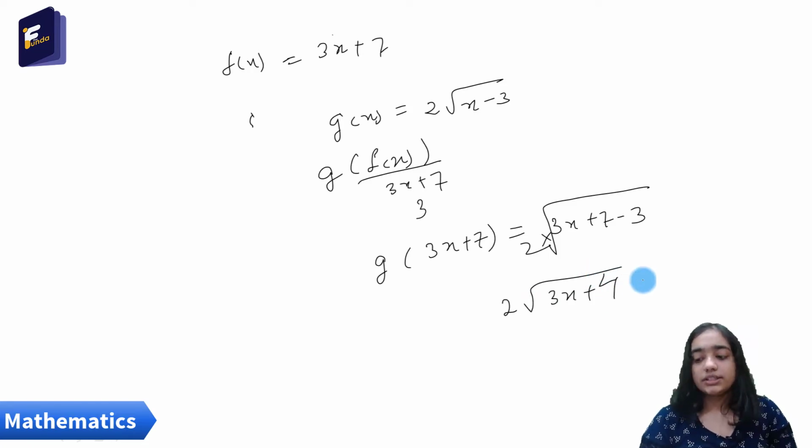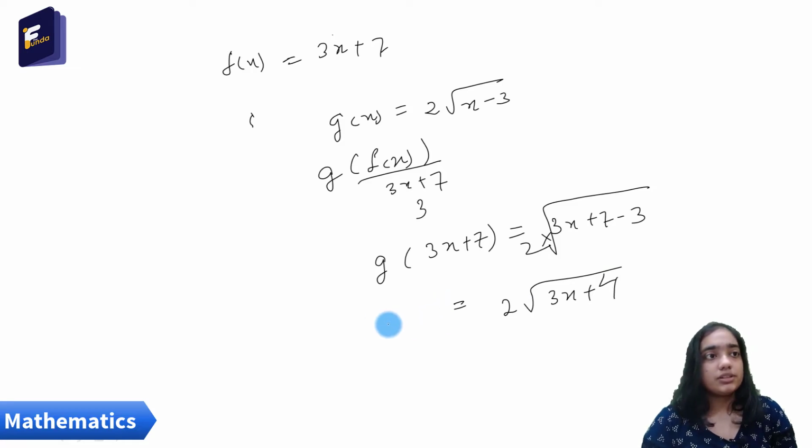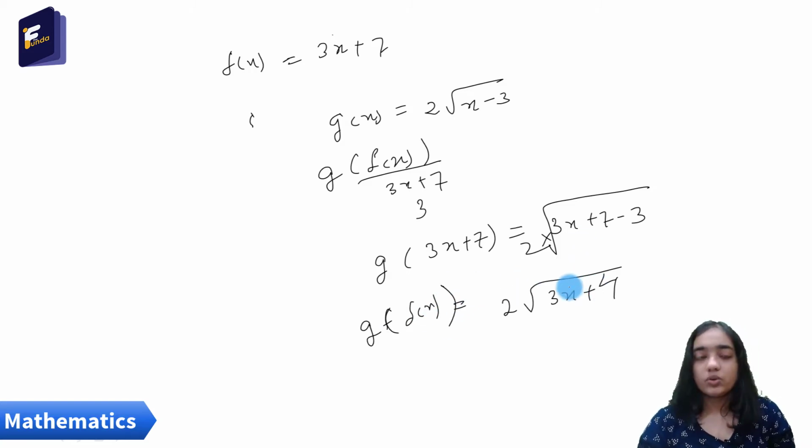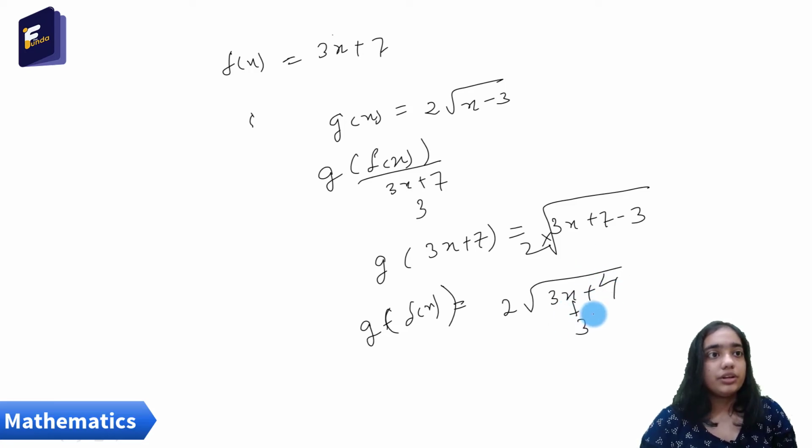So this is f of g of x. This is g of f of x. So we have to find this at 3. So we put x equal to 3 here, then it will be 2 root 13.